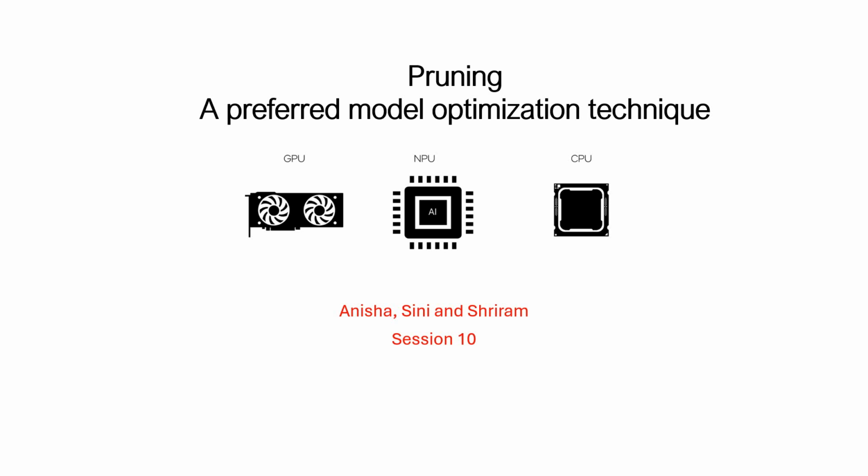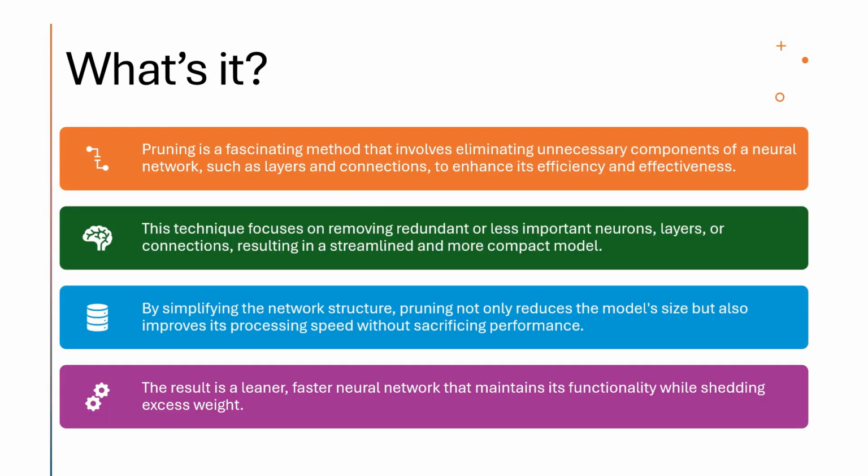Hello friends, welcome back. The next optimization technique that we need to learn is pruning. Pruning is a very fascinating method that involves eliminating unnecessary components of a neural network, such as the layers and the connections. That way, we can enhance the efficiency and effectiveness. This is a very nice approach and the most preferred approach as well.